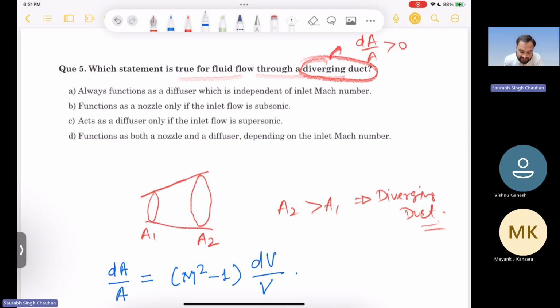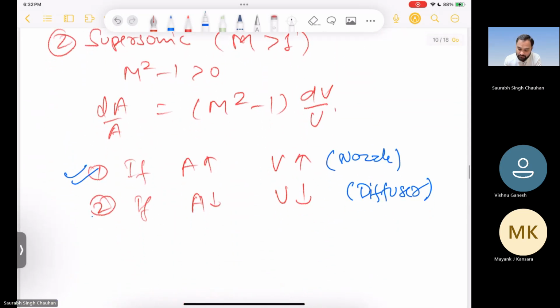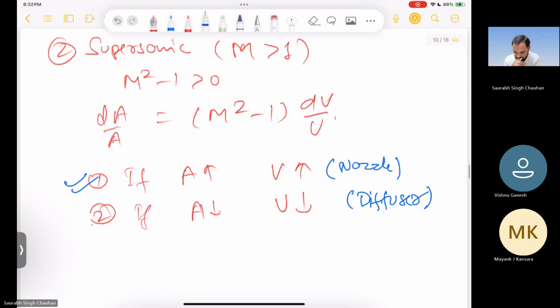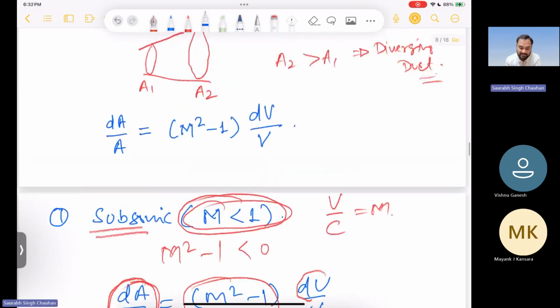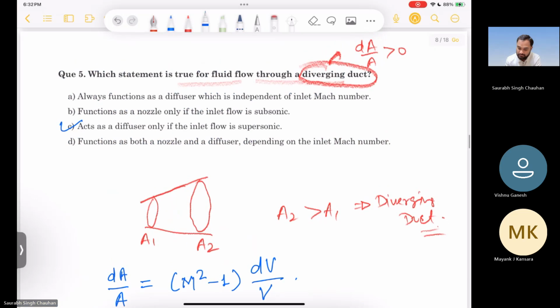Option C says acts as a diffuser only if the inlet flow is supersonic. So for the supersonic regime, if it is a diverging duct, if area is increasing, then velocity will also increase, then it will act like a nozzle. Sorry, here it is saying diffuser, so it is also not correct.